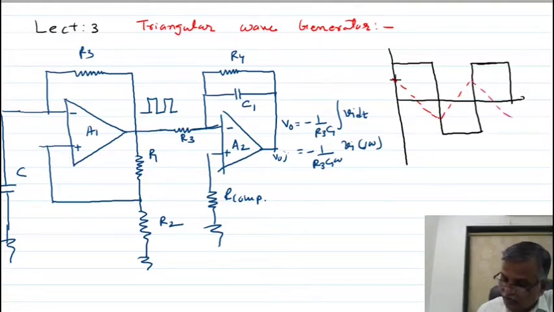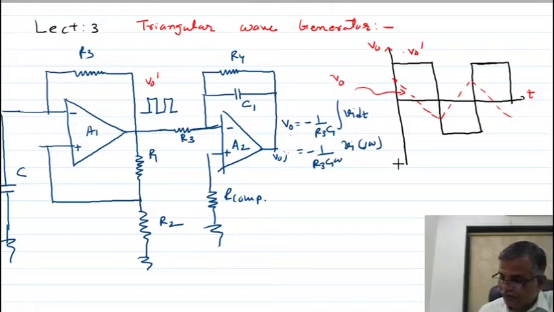So it is nothing but the triangle. This is your VO dash, this is VO dash, and this VO is your VO with respect to time. So this value is nothing but the Vu. Listen, the discussion on the circuit.